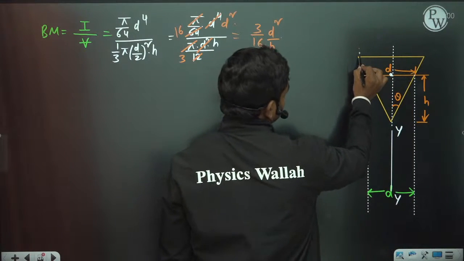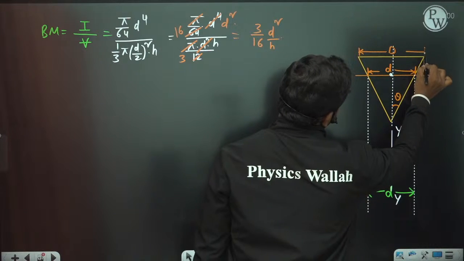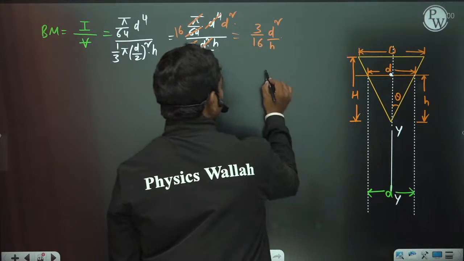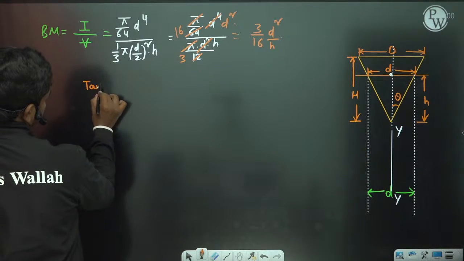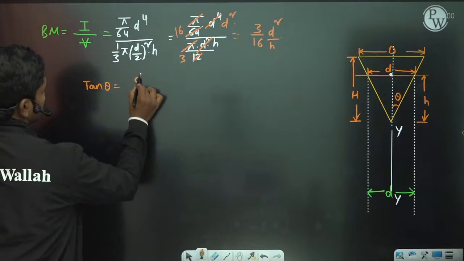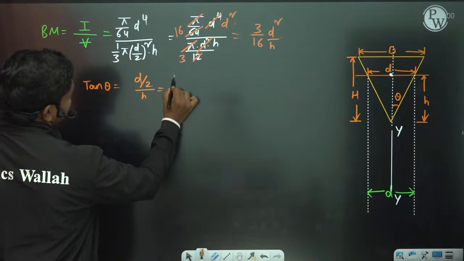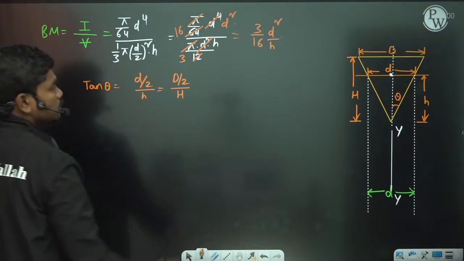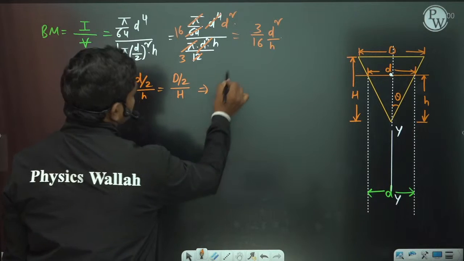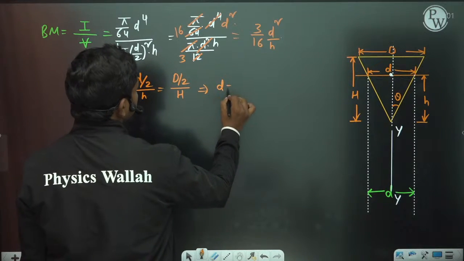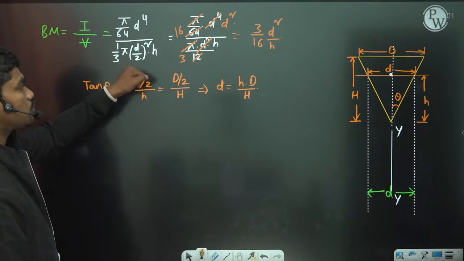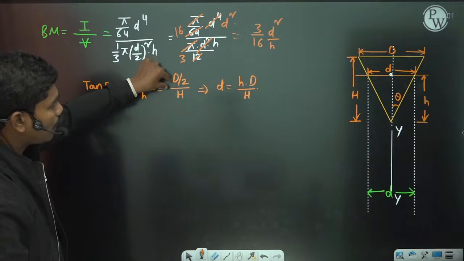At the same time, if this is capital D and this is capital H, the total height of the cone, then from similar triangles tan theta is equal to small d by 2 by small h, which is also the same as capital D by 2 by capital H. So this implies small d is equal to small h times capital D by capital H, because the 2 gets cancelled.